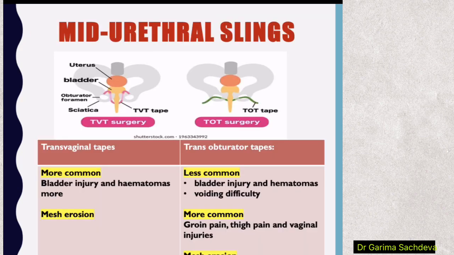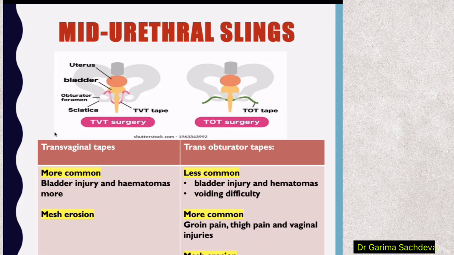Then these are two types of surgeries. TVT, which is transvaginal tape, which we are putting from below. This is how it lifts up the bladder neck. And transobturator, through the obturator canal it goes, and it maintains the angle of the urethra. But nowadays these tapes we are not using because of the complications. So details of the surgeries are not asked.